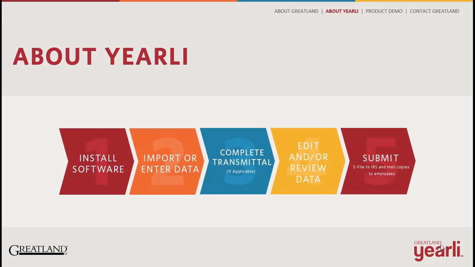Now, when submitting through Yearli Desktop, we have full service features available so that we, Greatland, can federally e-file the 1095 and 1094 forms on your behalf. We can print and mail all recipient copies to employees on your behalf. Included in that is the recipient delivery via email or e-delivery if you choose that option. And then you can store your copies in PDF format or right on the Yearli Desktop platform on your network for archive purposes.